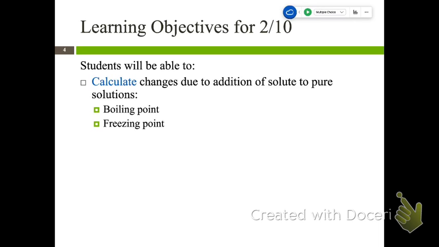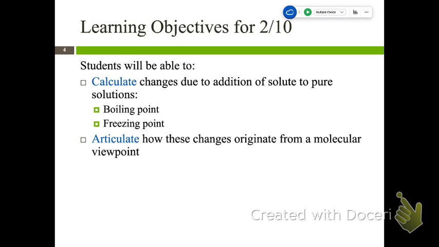So today in class, we're going to spend time digging into calculations. I want you to be able to calculate the change in boiling point and freezing point, which you have practiced in your homework. Yes? And hopefully we can now get into a little bit more of the understanding of the calculations you've done based on the addition of a solute to your solvent. And then I want you thinking about why does it actually happen?